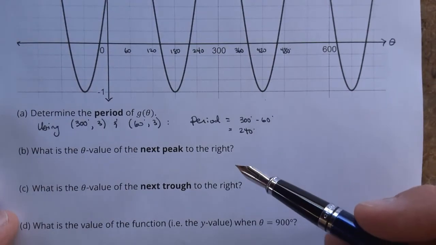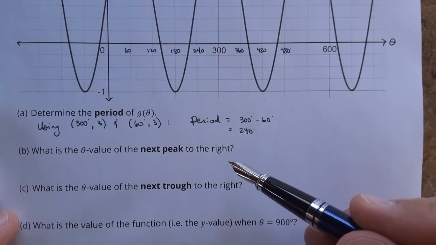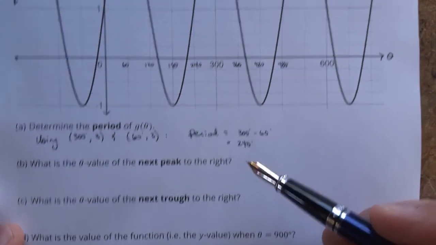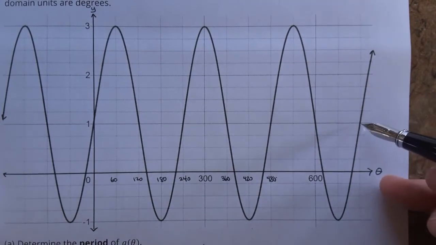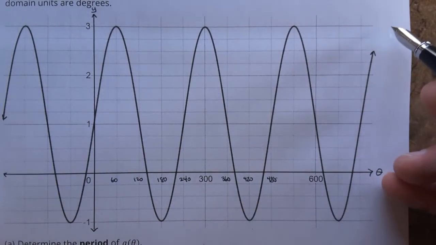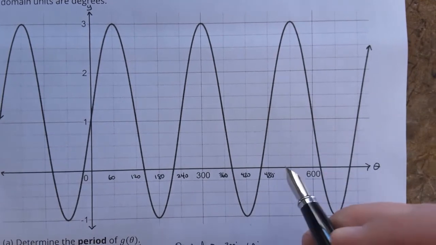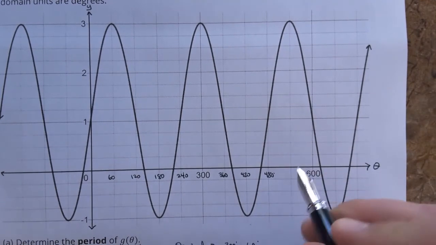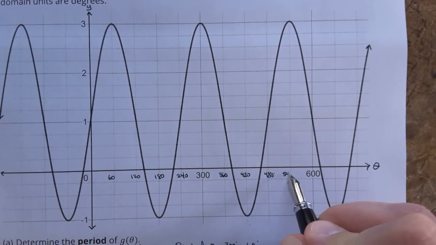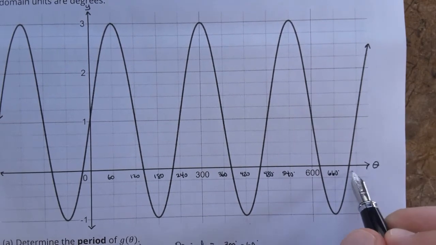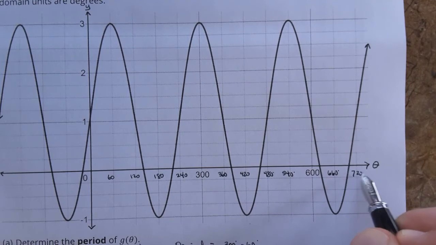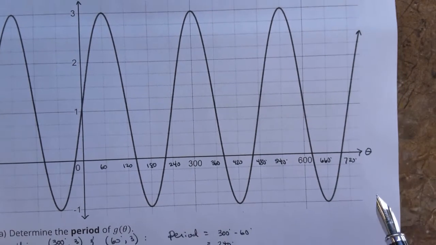What is the theta value, that's like an x value, of the next peak to the right? Well, we're going to need to look here, and there's a peak coming. So I can probably just count this right on the graph. Let me finish labeling, I suppose. That'll be 540, 660, 720, and then there'll be something else coming after that.